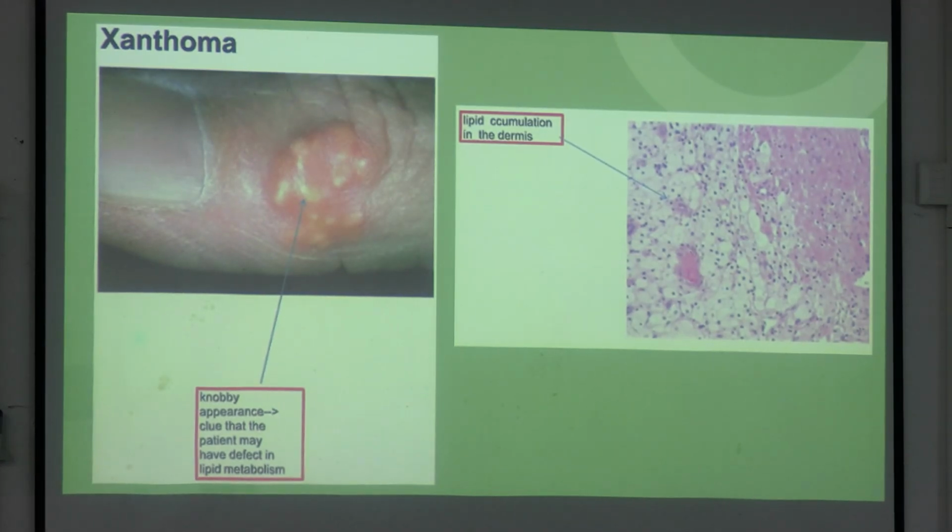And if this is excised and processed under the histopathology tissue processing mechanism, and a slide is made from this tumor, the slide will show this picture under the microscope. Okay, these are the foamy macrophages, foamy histiocytes.